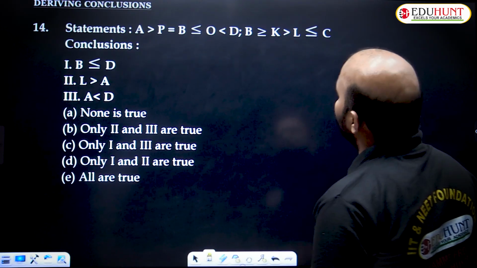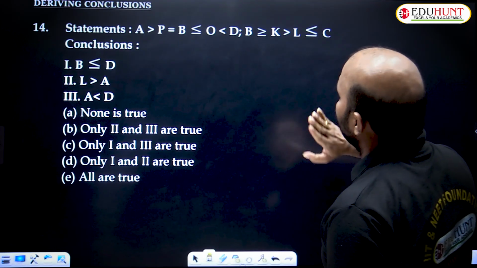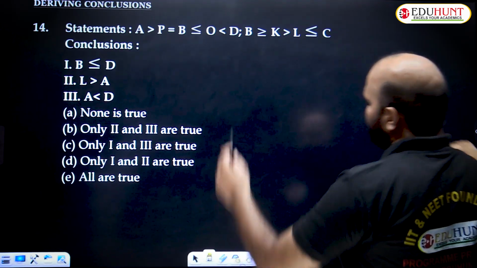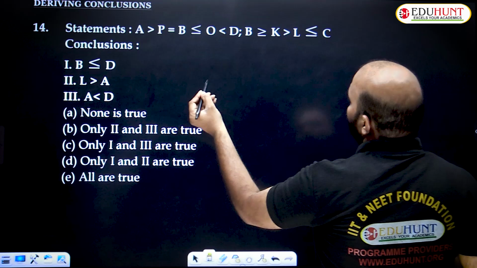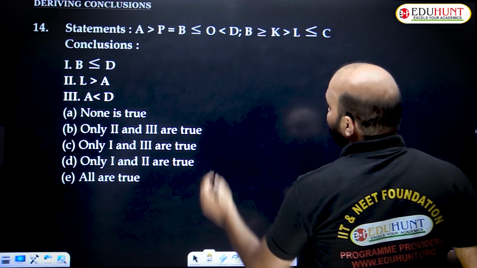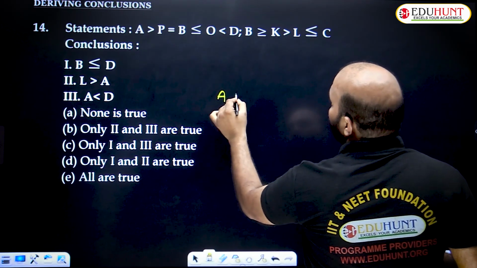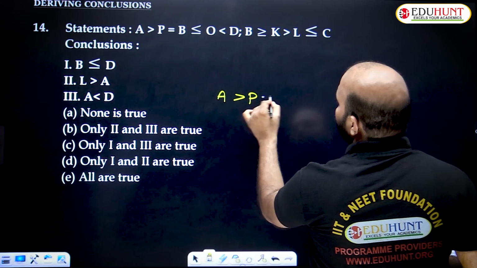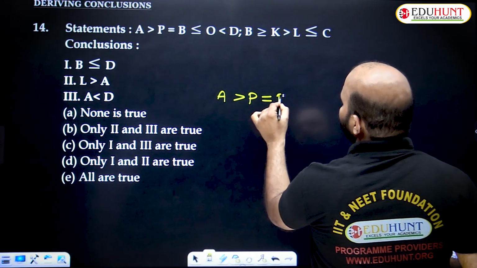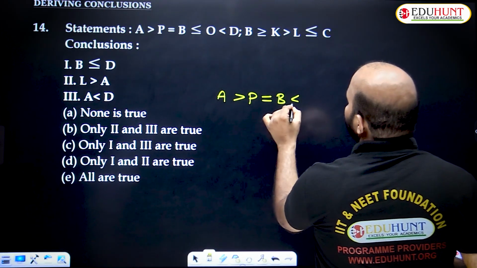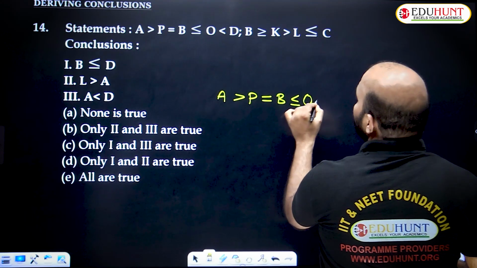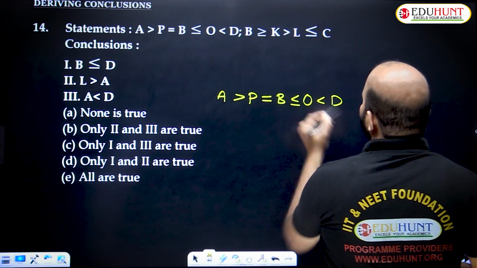By using the two statements, how are you going to convert them into a single one? First, what is given, you can directly write the first statement: A is greater than P, P equals B. Next, B is less than or equal to O, less than D. That is the first one.